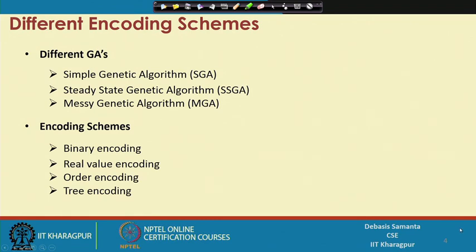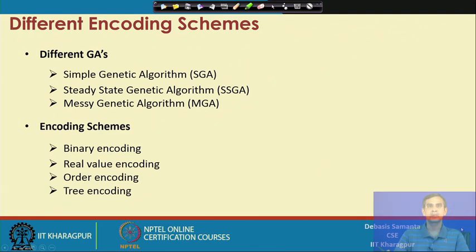We have discussed briefly the different genetic algorithms, like the simple genetic algorithm, the steady state genetic algorithm, and also the messy genetic algorithm. In fact, they are different from the point of view of how the different operations are carried out, and also in the encoding scheme they follow. For example, the simple genetic algorithm and steady state genetic algorithm follow constant length encoding, whereas the messy genetic algorithm follows variable length encoding.